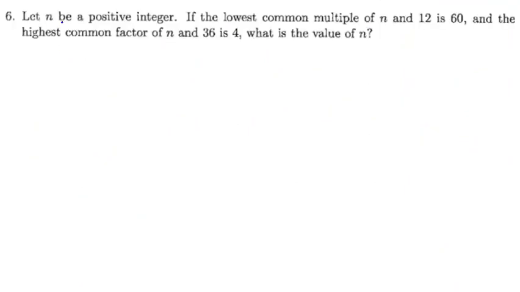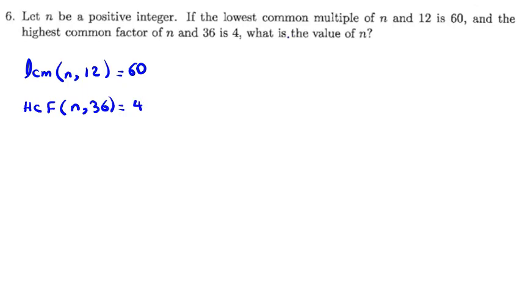Problem number 6: let n be a positive integer. If the lowest common multiple of n and 12, okay, LCM of n and 12, equals 60, and the highest common factor of n and 36 equals 4, what's the value of n? Okay, so let's prime factorize. Here you can say LCM of, let me not write n now. If you prime factorize 12, it will be 2 squared times 3. And 60 is 2 squared times 3 times 5.